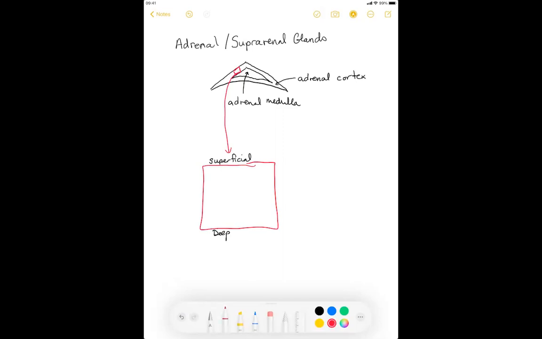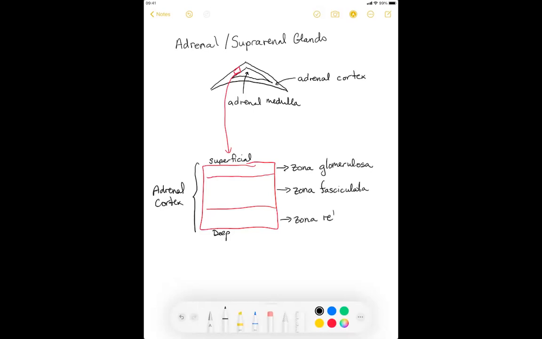There are really three zones to this adrenal cortex. Together, this is all the adrenal cortex. These three zones have different names. The first zone is called the zona glomerulosa. The second zone is called the zona fasciculata. And the third zone is called the zona reticularis.